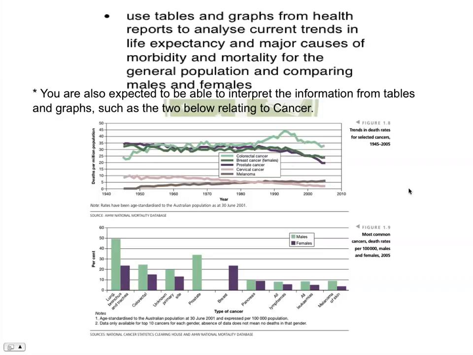So the wider the spread in time, then the better an idea you get of a certain trend in things. So you would need to be able to interpret what is happening with each particular type of cancer there. And there's quite a few of these in your textbook that we will look at and address in class.